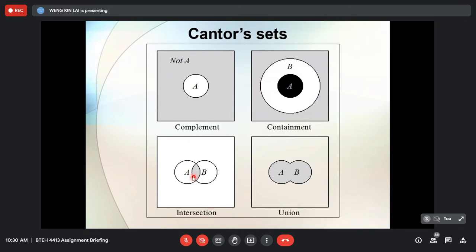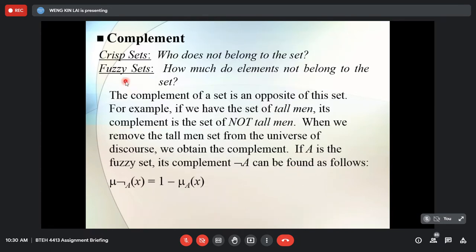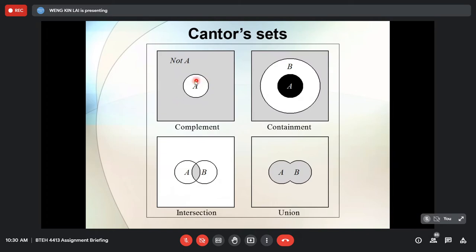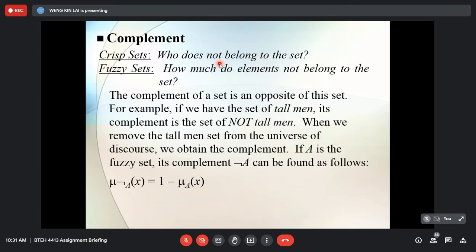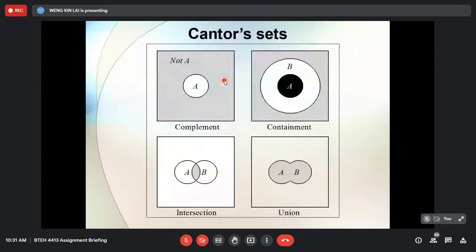We have intersection. Intersection will be where the two sets combine, where the two sets overlap. Union will be the combination of both A and B. Complement. So this is more for the crisp sets. To describe the complement of your crisp sets, who does not belong to the set? Who does not belong to set A will be outside of set A. That is your set A. Now for fuzzy, the equivalent will be, instead of who does not belong, you ask how much do elements not belong to the set A. Of course, it's not shown here. This is only shown on the crisp sets.